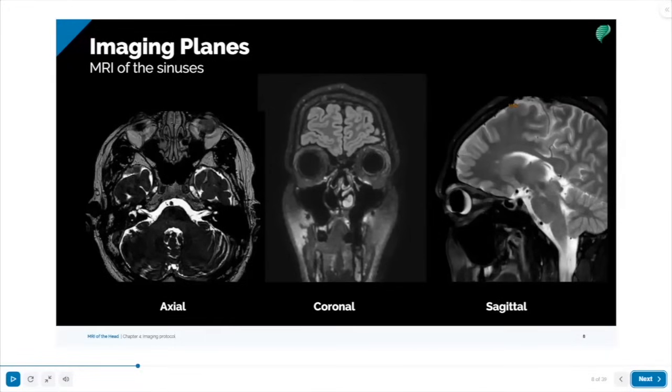The transverse plane can be complementary and provide information about MRI of the sinuses, as it offers a cross-sectional view of the sinuses perpendicular to the coronal plane. It can help in further characterizing lesions detected in the coronal plane.